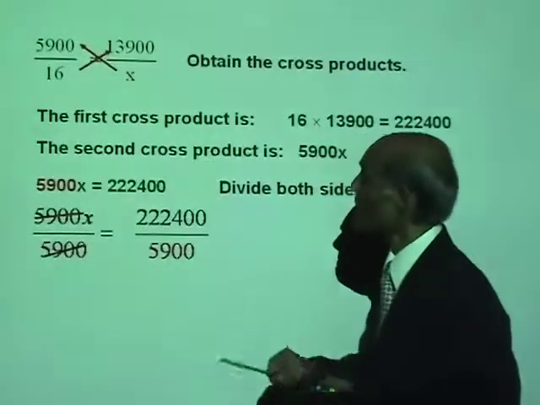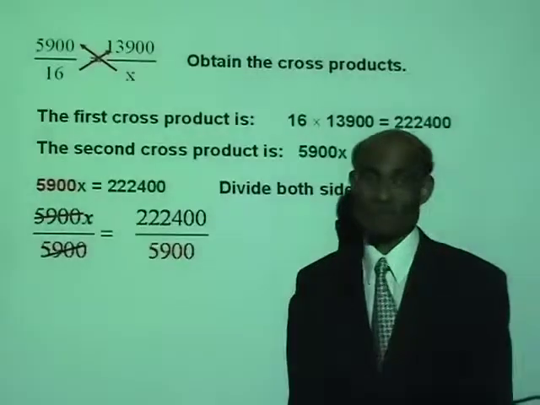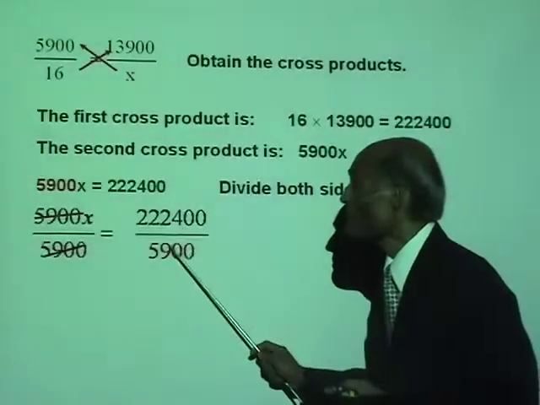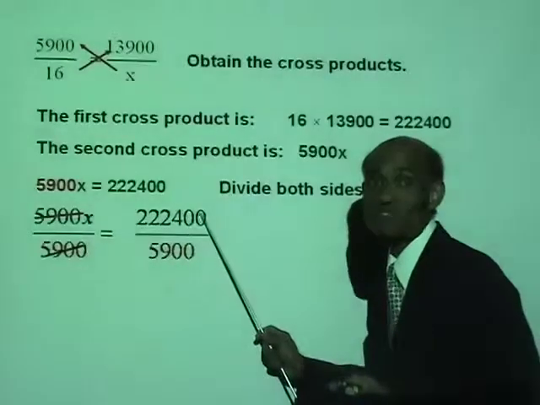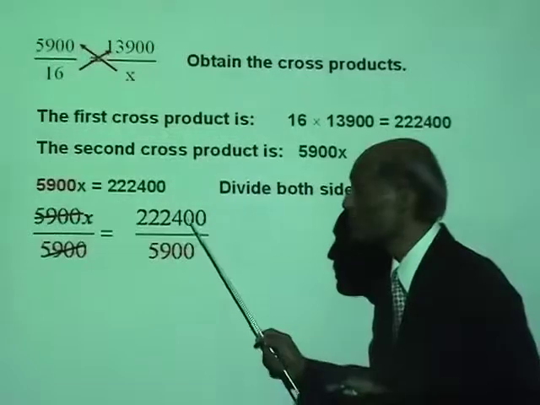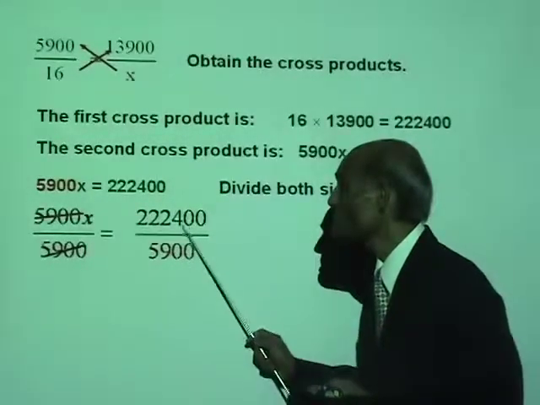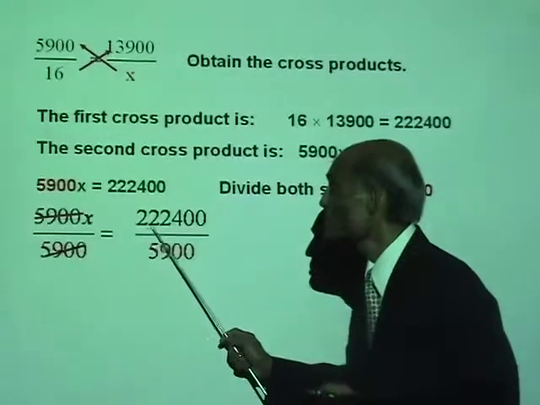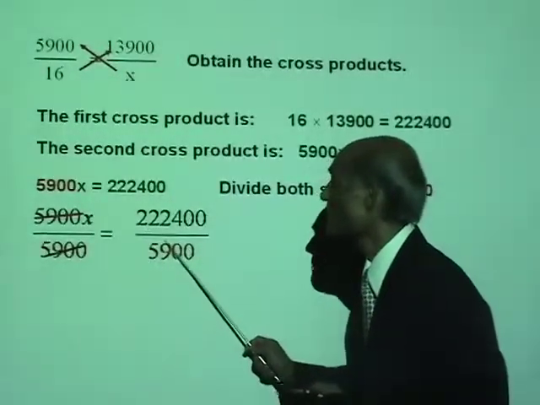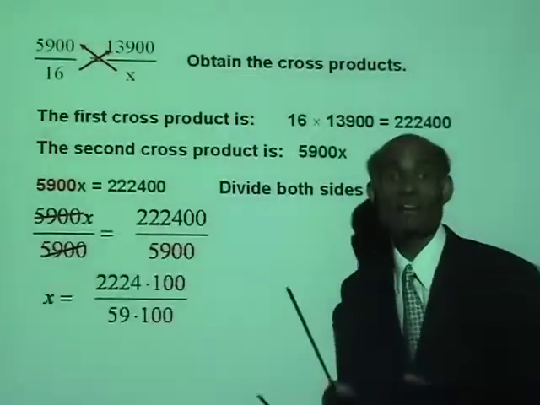Can you simplify the right side? You know, when a number is divided by another number, if there are some zeros, you can actually cancel those zeros. These two zeros will go with those two zeros. You can make that number simpler. This is the same as 2,224 divided by 59. And then you have to try and divide that number.